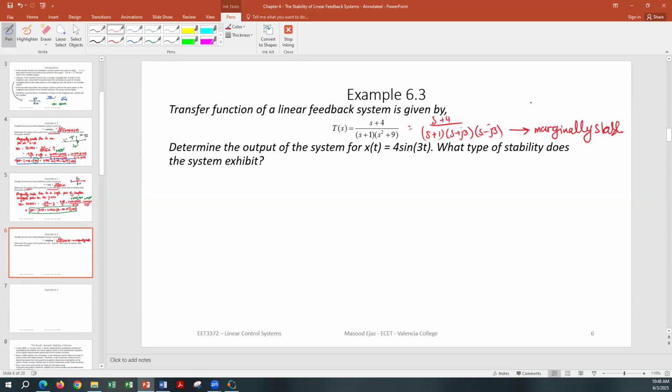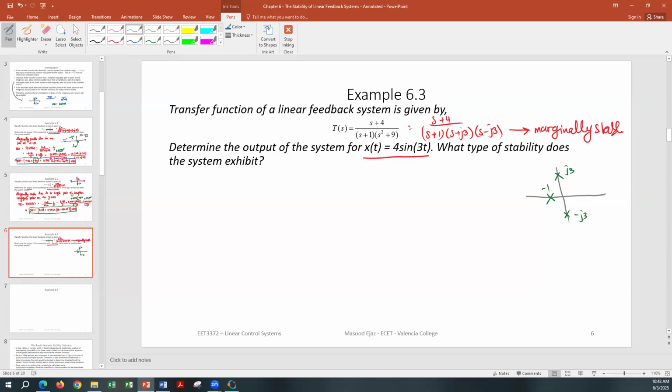And now look at the input. The input is now a sinusoidal signal, 4 sine 3t. What type of stability does the system exhibit? So again, without going into the solution, if you draw just the pole zero plot, you will know the stability. You have one pole here, you have one pair of poles here, j3 and negative j3, you have negative 1. So it's a marginally stable system.